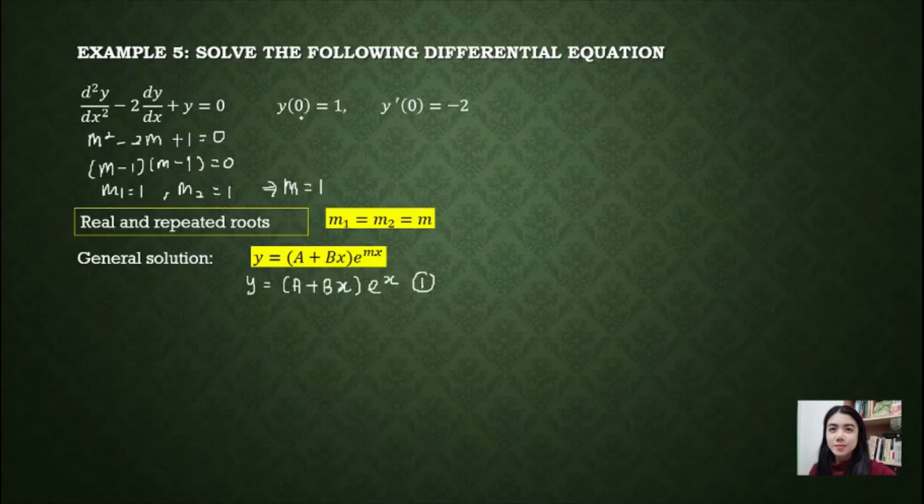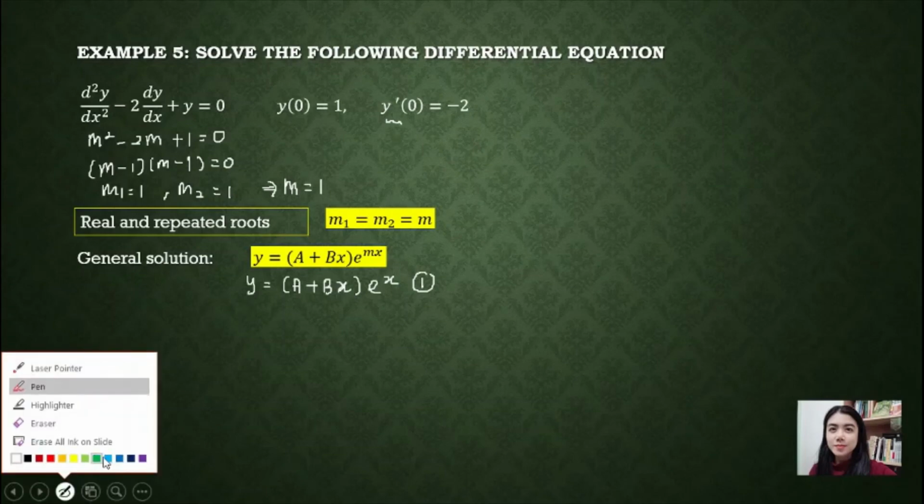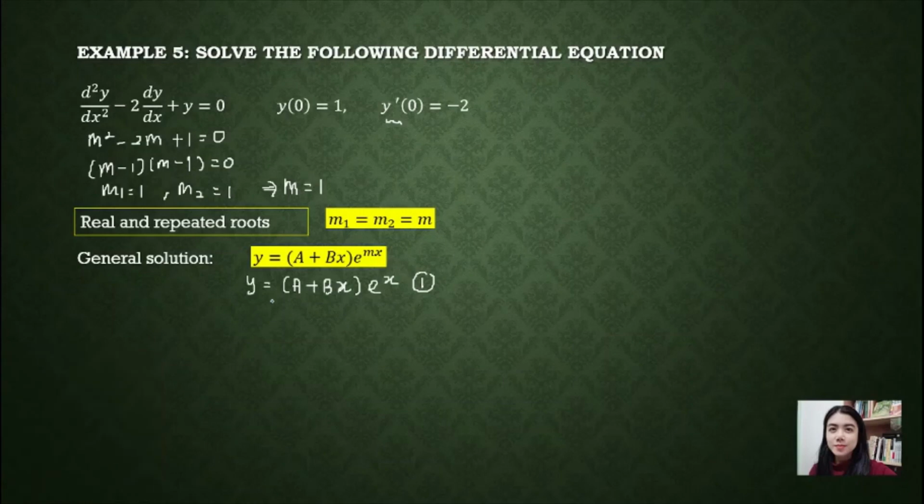Okay, so before we substitute the first initial conditions, you need to figure out what is your y prime. So differentiate your first equation. To differentiate your first equation, you need to use the product rule because you have the x in here, and you also have the x in here. So you're going to use the product rule to do the differentiation. So product rule says that you have y prime equal to u dv plus v du.